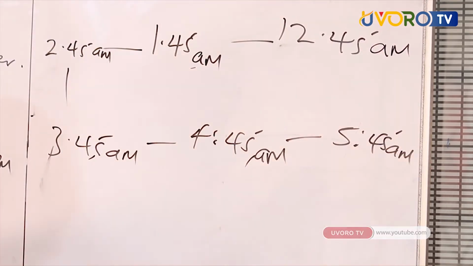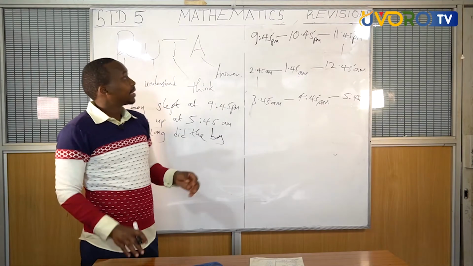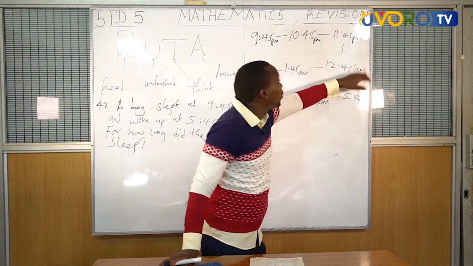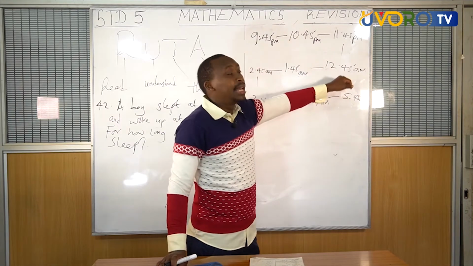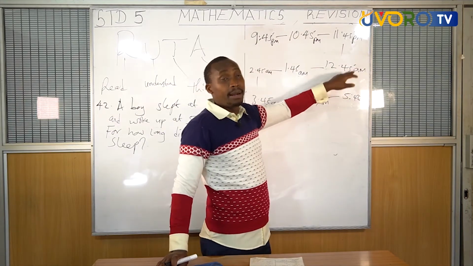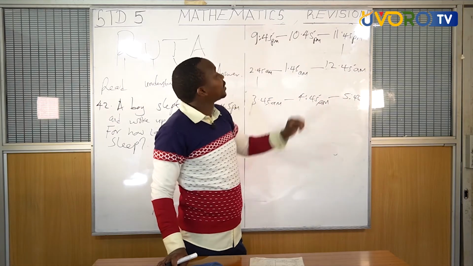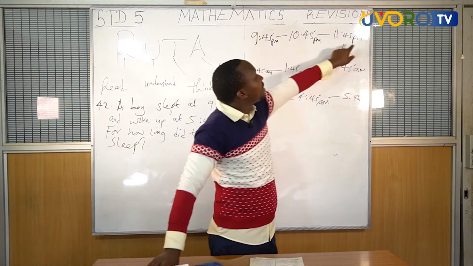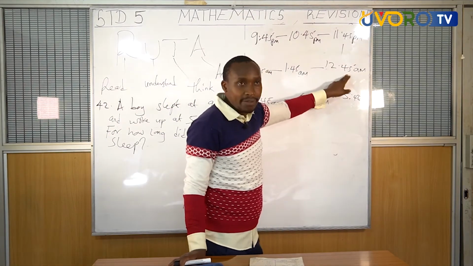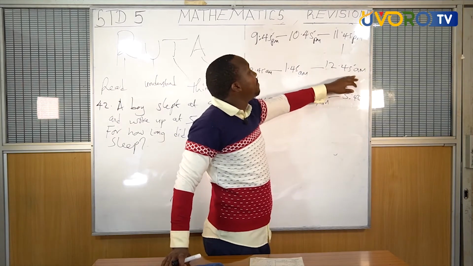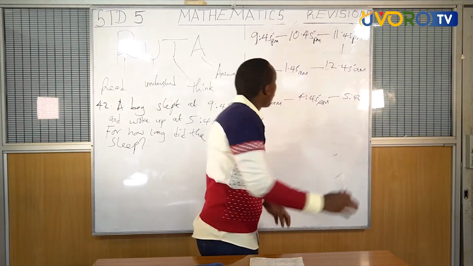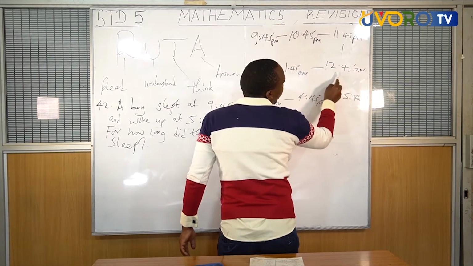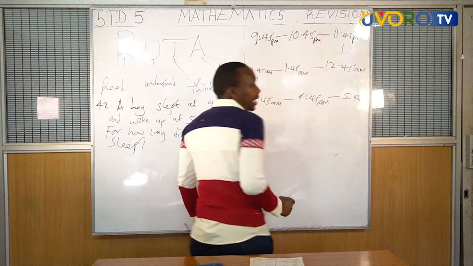5:45 a.m. I repeat again, class 5, when you are having PMs and you arrive at 12, the PM changes and becomes AM. If you are having AMs and you arrive at 12, it changes and becomes PM. For our case, we were having PMs. Now, after arriving at 12, it should become what? AM.